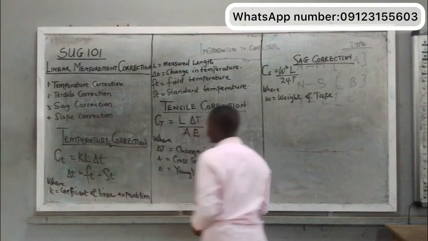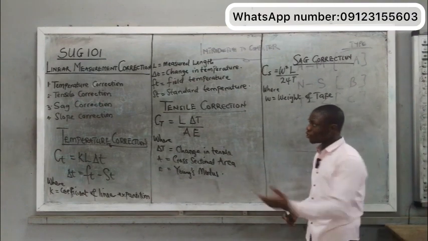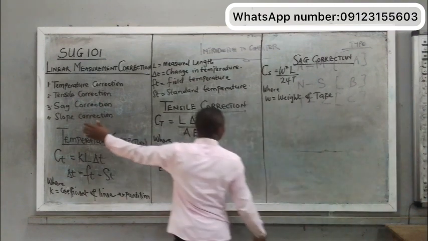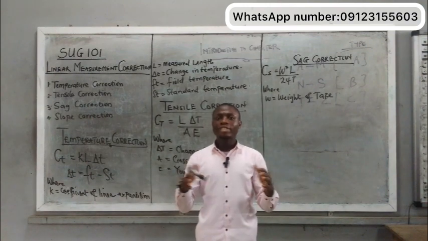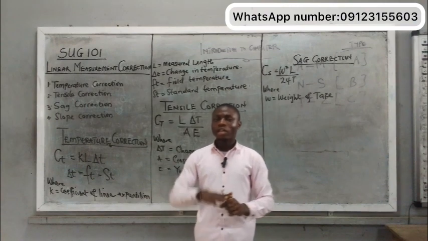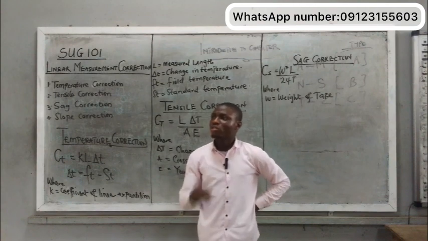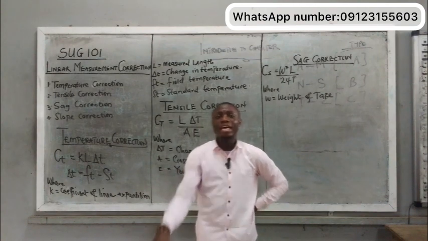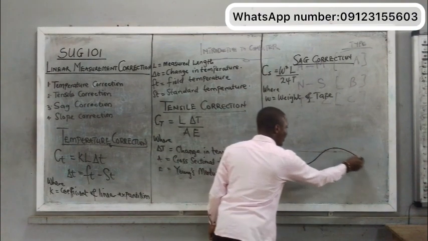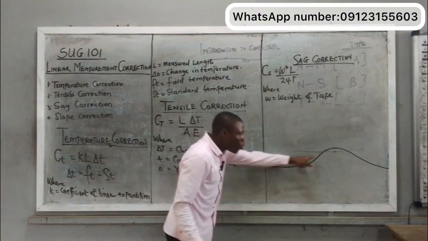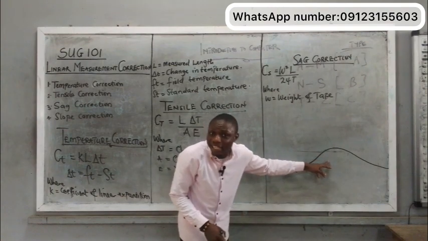So let's take the last one under linear measurement correction. The last one goes by what? Slope correction. Now listen please. There's no land that can be straight or true. It's impossible. If I have a sloping land this way, there's no way a land can ever be straight. It will have a bend somewhere, right? So how do you correct such a mistake?